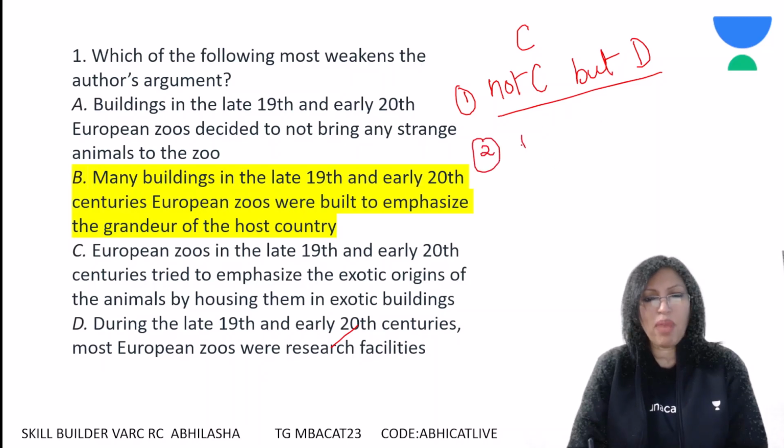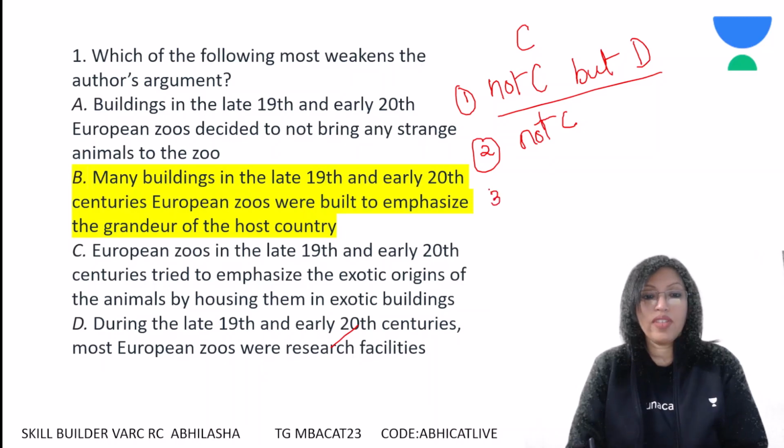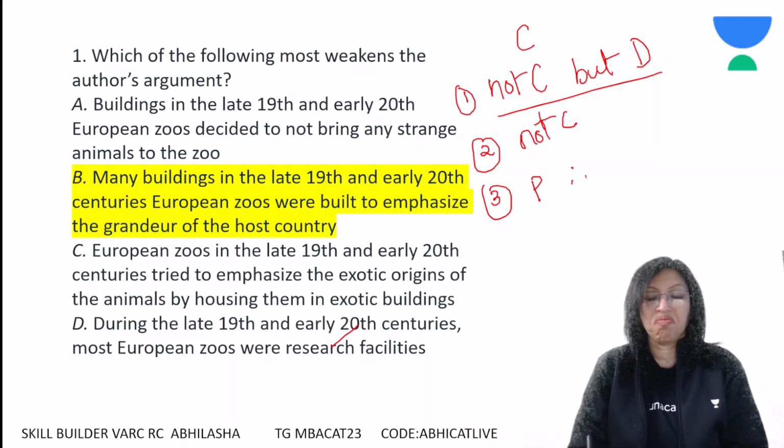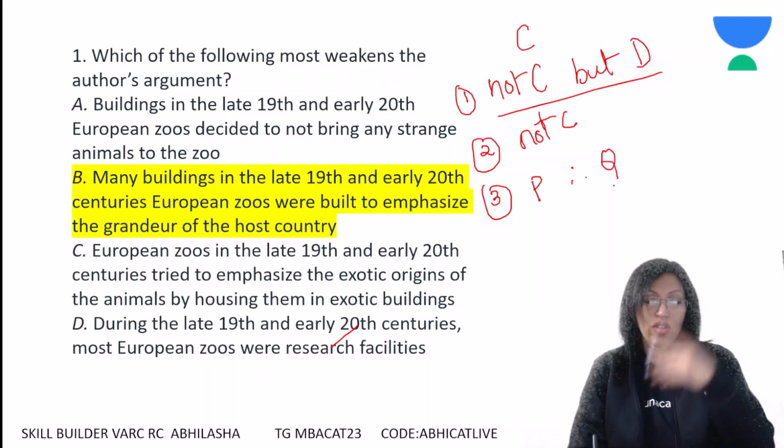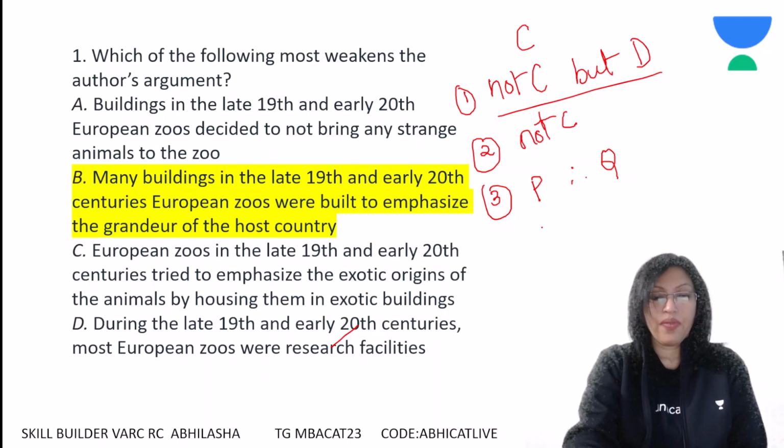I could have weakened it by simply saying not C also, right? That the buildings are not made to emphasize. Or I could have said, hey, P, therefore Q, something like that. I could have given a different argument altogether, which would have also said, yeah, that your argument is absolutely irrelevant. So whatever. Okay. All right.